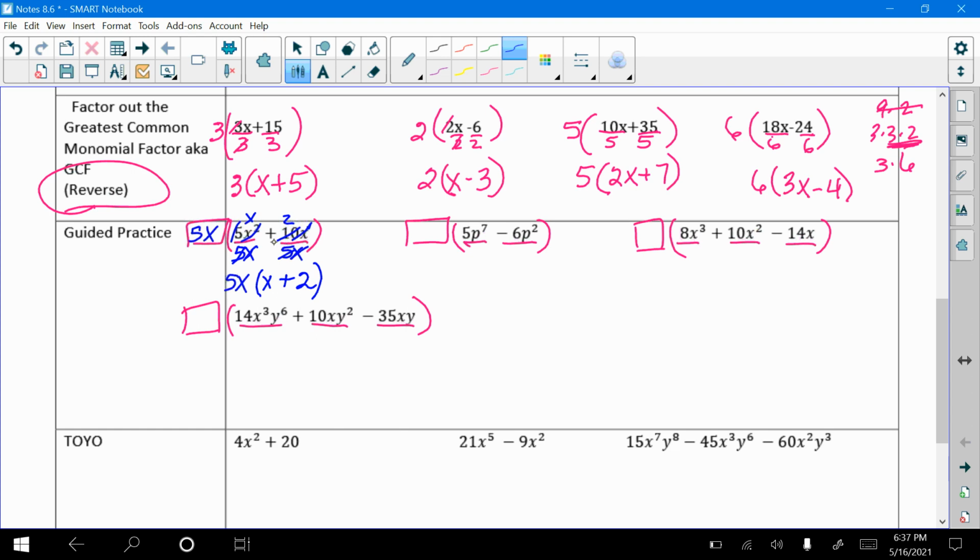All right, the next one, I've got 5p to the 7th power and negative 6p squared. Well, I've got a 5 and a 6. There's nothing I can take out of there other than a 1, so I don't have to take a number. But my variables, they both have p's, and the lowest value is the p squared. So we're going to take out a p squared.